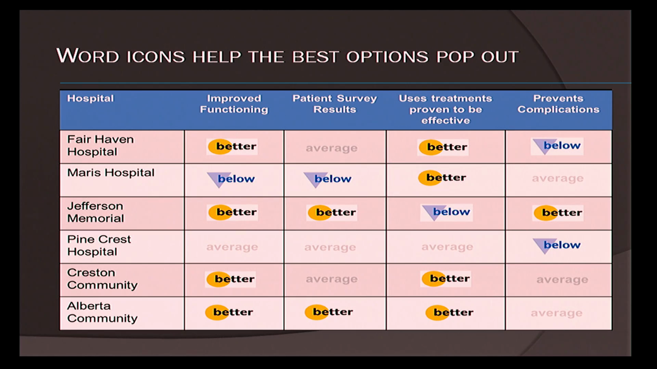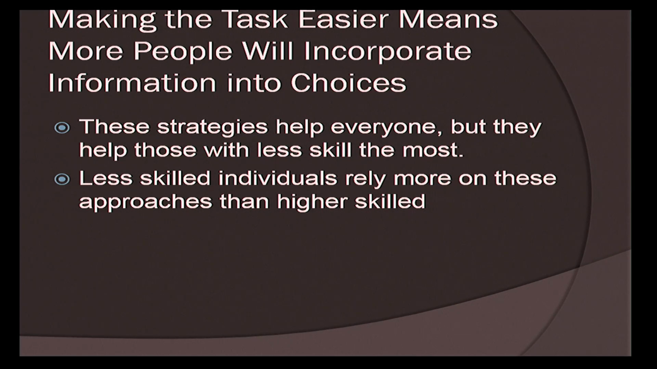So that's the strategy. That's what you want, is an approach that allows the individual to very quickly see best options. They're more likely to use the information. That's the bottom line. So essentially, everything that you can do to make the task easier means more people will incorporate information into choices. And these strategies actually help everyone, but they help those with less skill the most, because those with less skill rely on these kinds of approaches more than higher skilled consumers.